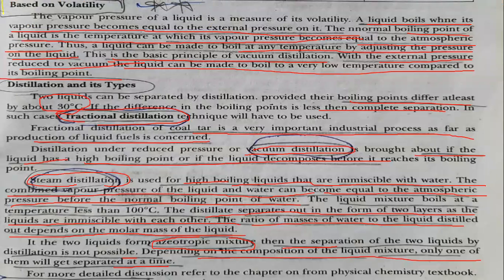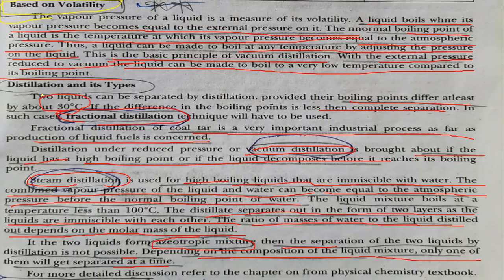After that, we can see the separation based on volatility. A liquid boils only when its vapor pressure becomes equal to the external pressure. So what we call the boiling point of any liquid is the temperature at which the vapor pressure of that liquid becomes equal to the atmospheric pressure. That is called the boiling point. So if we reduce the pressure, definitely the boiling point of any solution can be reduced.